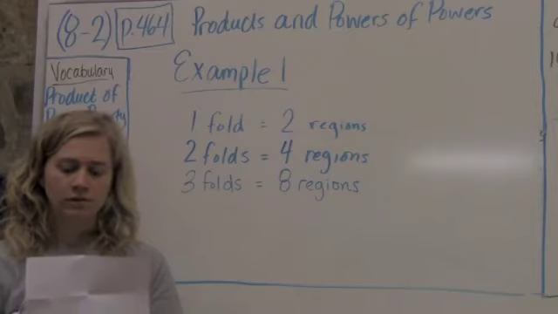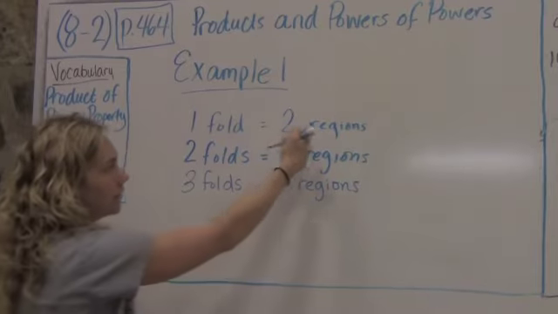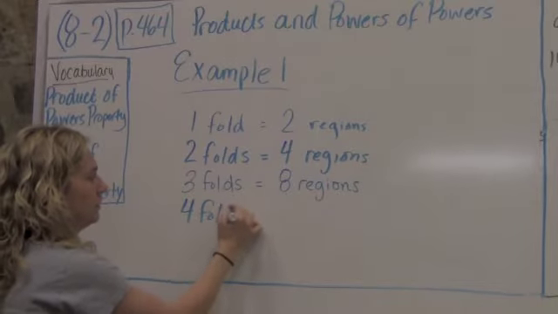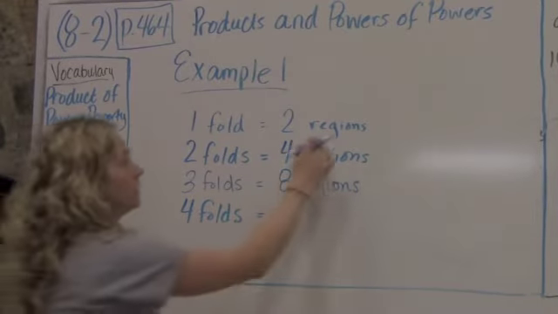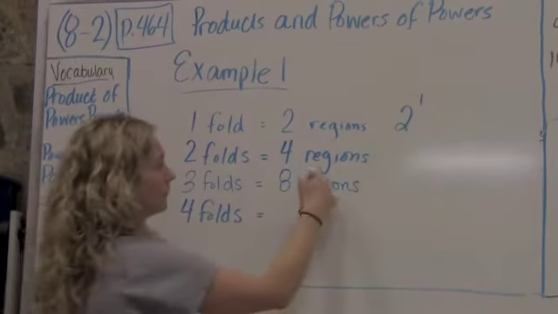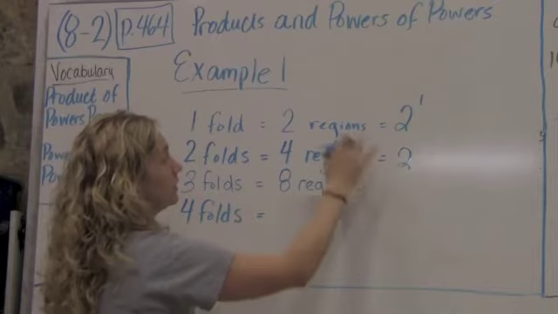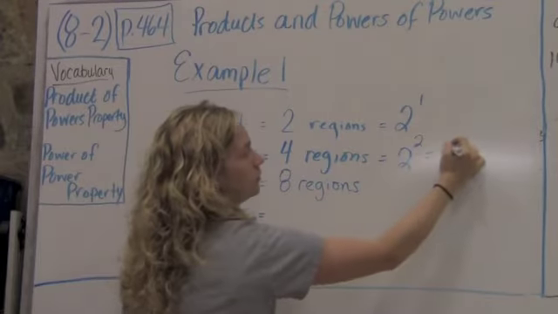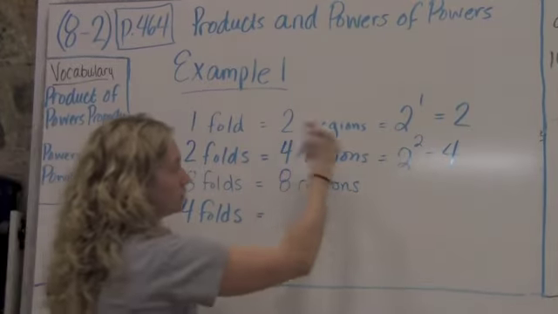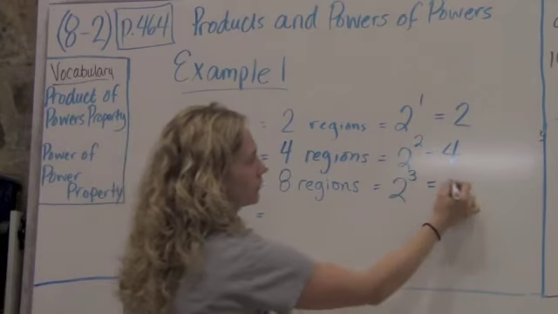So each fold represents the exponent for the power of 2, because you're increasing by a power of 2 each time. So you could then deduce that if you fold it one more time, this one you have 2 regions to the 1 fold. This one, it'll be 4 regions, 2 regions to the 2 folds, which is 4 regions. On this one, you have 2 regions each time you fold, and there are 3 folds, so you would raise it to the power of 3.